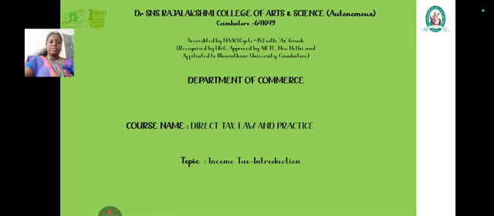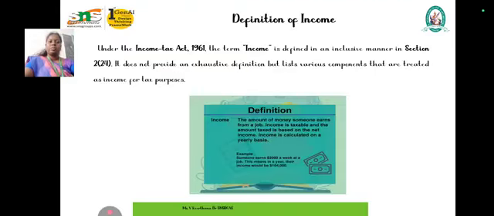Today I am here to present a lecture series on the subject Direct Tax, Law and Practice, in the topic Income Tax Introduction. Before that, we can see what is income. Under the Income Tax Act 1961, the term income is defined in an inclusive manner in section 2 subsection 24. It does not provide an exhaustive definition but lists various components that are treated as income for tax purposes.